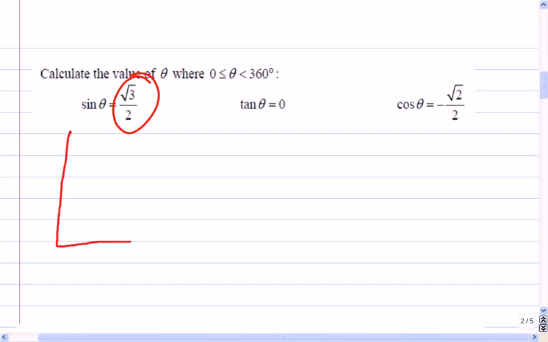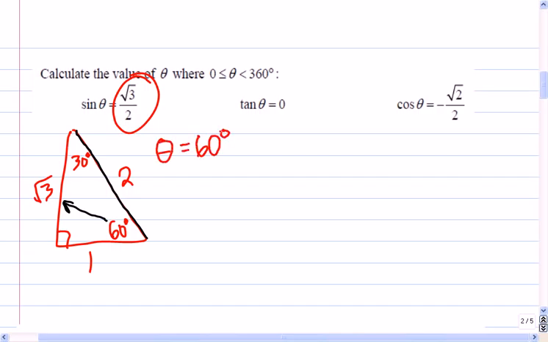So here's the second triangle where I had 1, 2, root 3. This would be 30 degrees. And this would be 60 degrees. Okay? So what I'm going to do now is I'm going to try and work backwards and figure out which angle did it have to be if the sine was equal to root 3 over 2. 60. Yeah, 60, because I want the opposite side over the hypotenuse. So theta had to be 60 degrees. Can anybody think of another place where it might have been the answer?